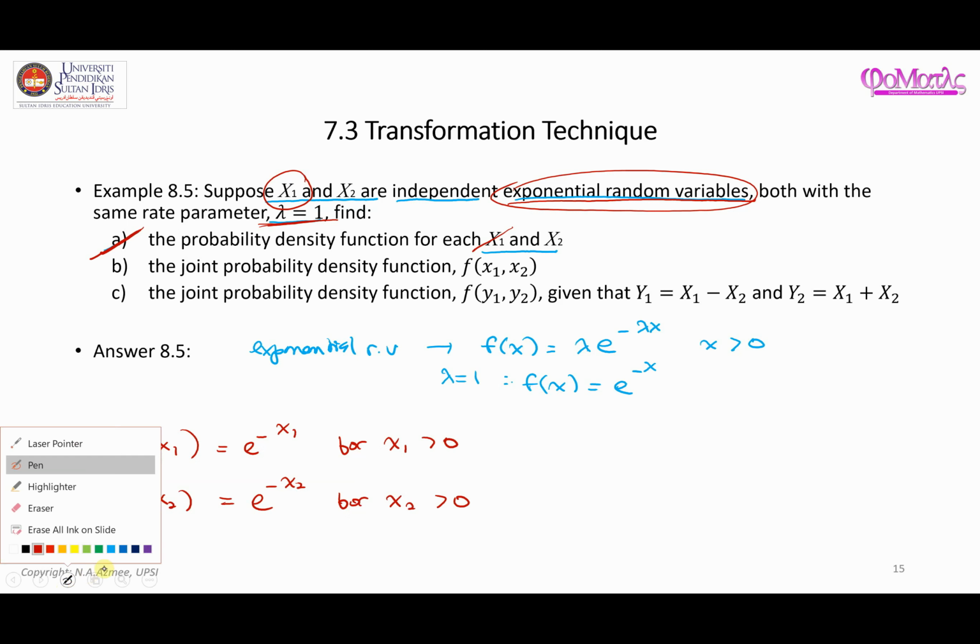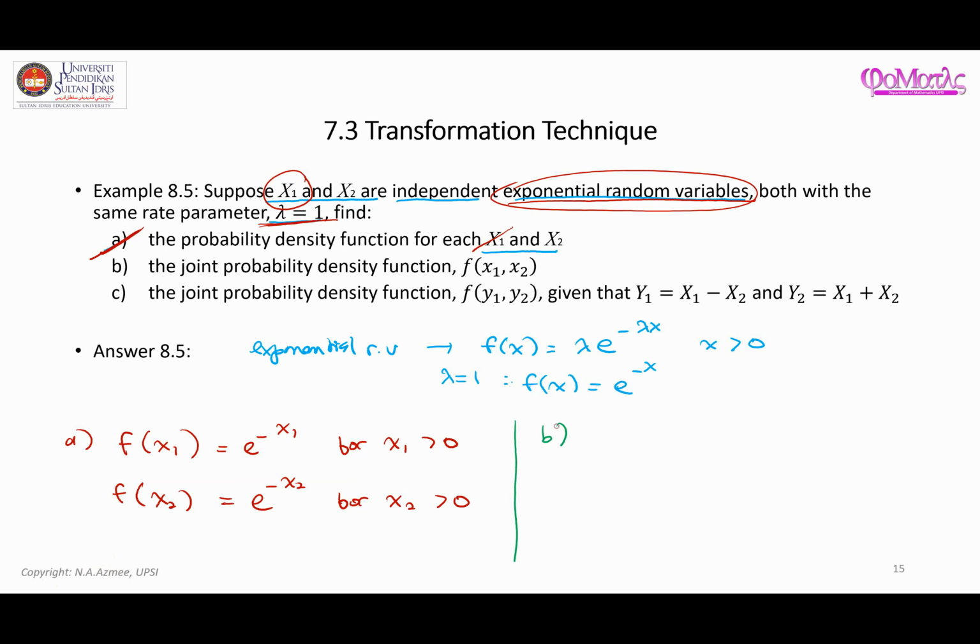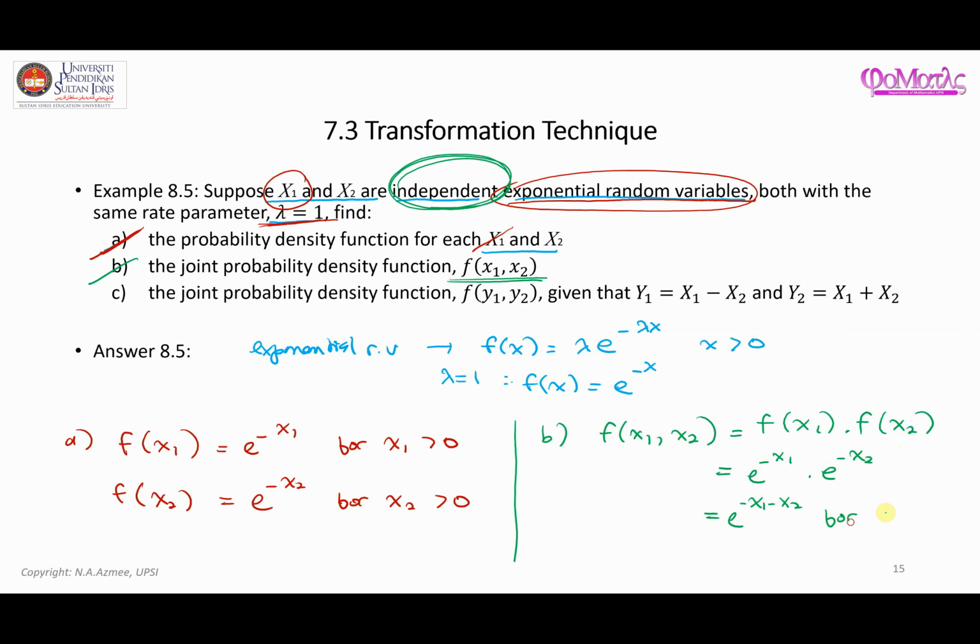Now let's move on to the second part, which is to find the joint probability density function for x1 and x2. Now f of x1, x2 can be simply written as the PDF of x1 multiplied with the PDF of x2. Why is that so? Because it says here that x1 and x2 are independent. When they are independent, the joint PDF can be simply obtained by multiplying the first PDF and the second PDF. So here we've got e negative x1 times e negative x2, and we can combine that to be e to the negative x1 minus x2, for x1 greater than 0 and x2 greater than 0.